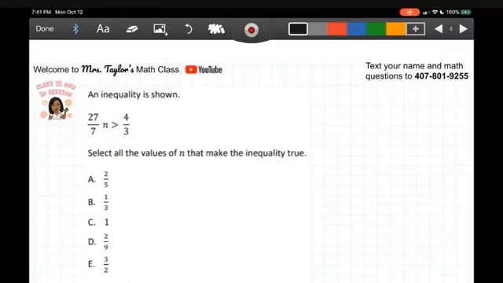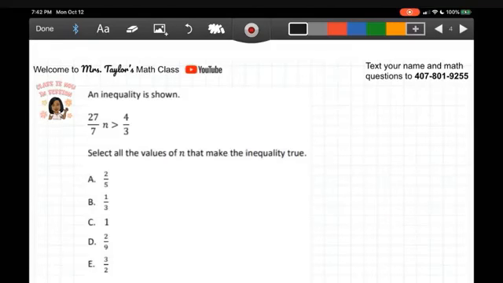For the next question, it says, an inequality is shown: 2/7 times n is greater than 4/3. Select all the values of n that make the inequality true. What you can do here is solve the problem first, and then look at the answer choices. To solve this problem, you would have to multiply both sides by the reciprocal of 2/7.